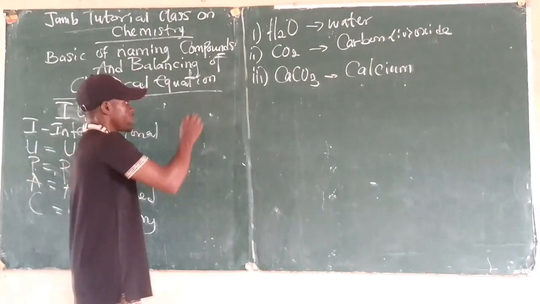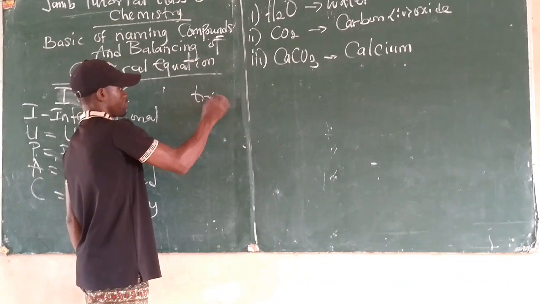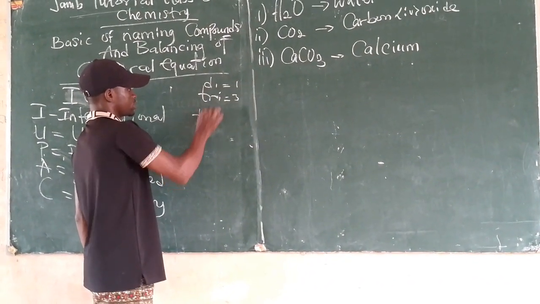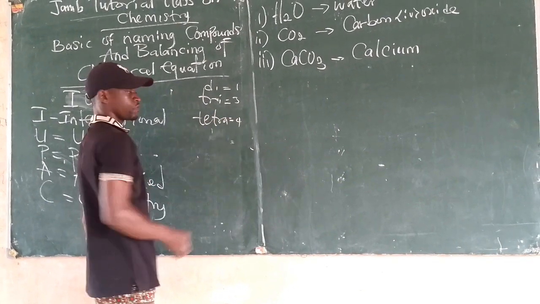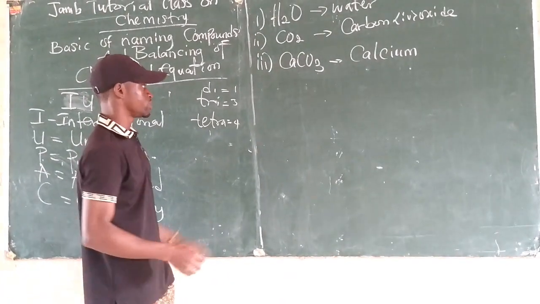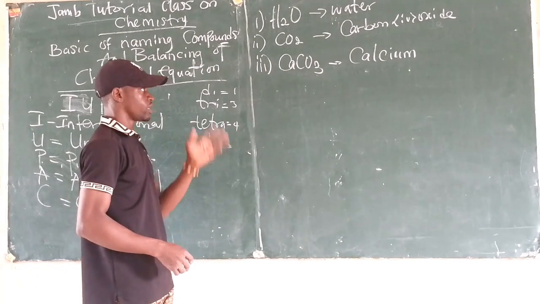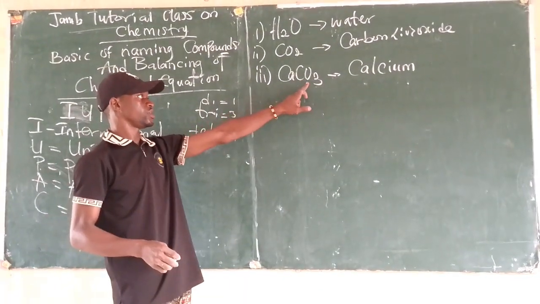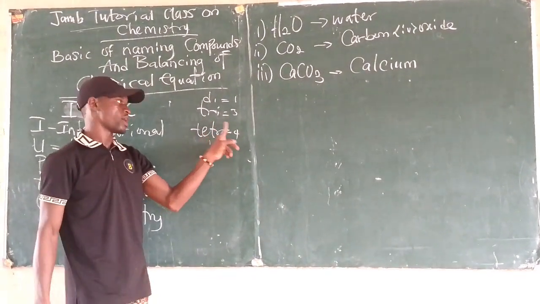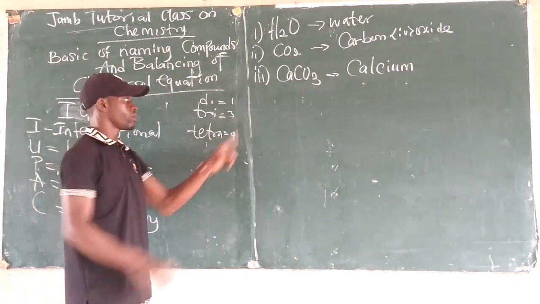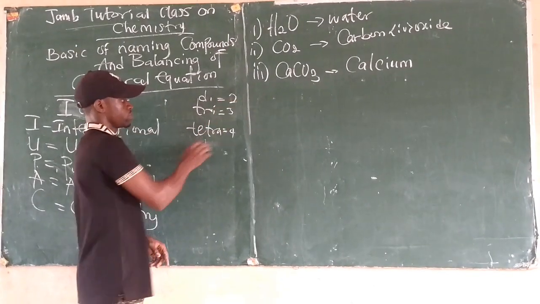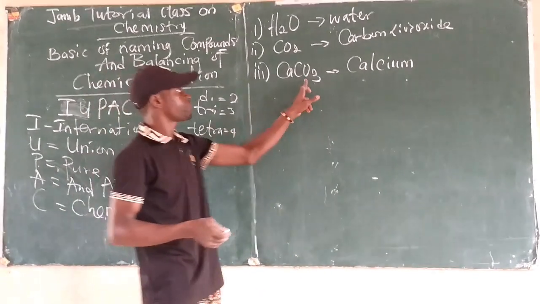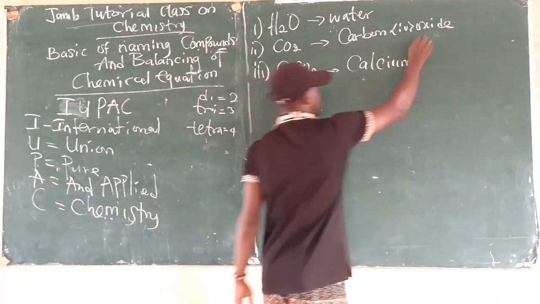We use tri for 3, di for 2, then tetra for 4, and so on. So this is what you use in naming of these compounds. So now we have 3 atoms of oxygen here, so we're going to use tri. Tri represents 3, di represents 2, tetra represents 4, penta 5, and so on.